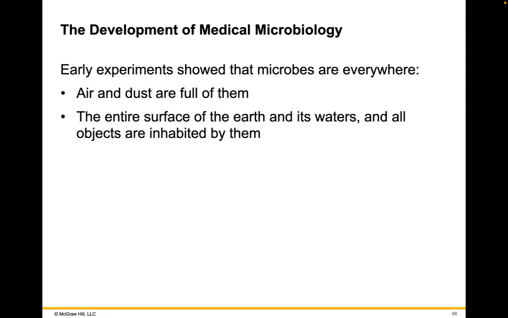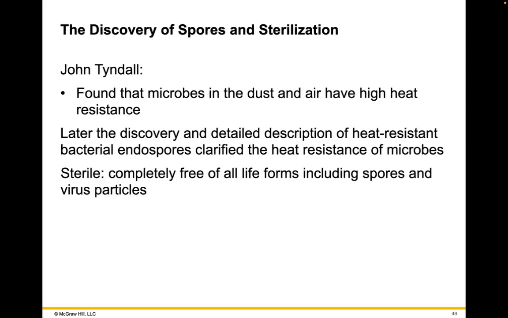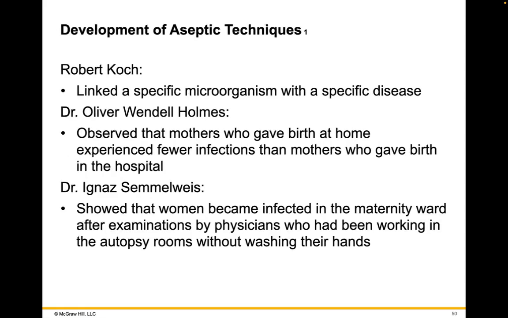So early experiments showed that microbes are everywhere. Air, dust is full of them, entire surface of the earth, all the bodies of water, all the living things inhabited by them. John Tyndall found that microbes are in dust and air, and many of them have a high heat resistance. Later, the discovery and detailed description of specifically heat-resistant bacteria, endospores, clarified that heat-resistant microbes exist. Now, what is sterile? That just means it's completely free of all forms, including spores or virus particles.